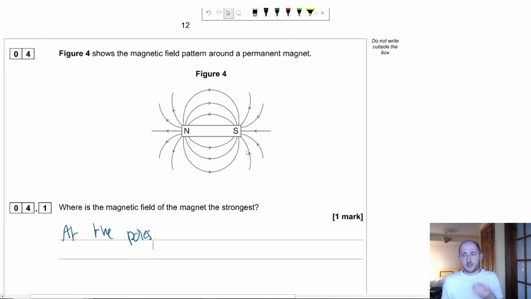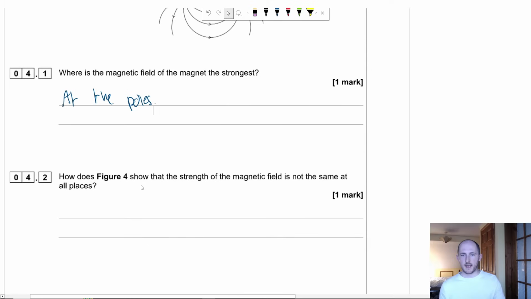That's why field patterns are so useful in science. And you'll find this with electric, gravitational, and magnetic field lines. The closer they are together, or the more of them there are, the stronger the force. That's all you have to remember. So you're just looking for wherever there's the most number of lines, which is at the north and south pole. And part 2 basically piggybacks on what I just said.